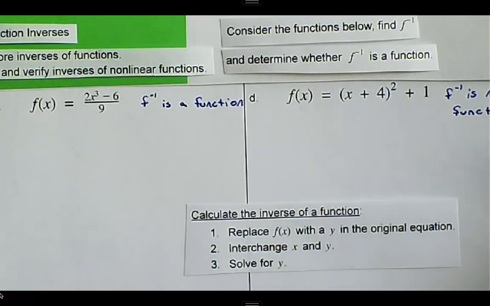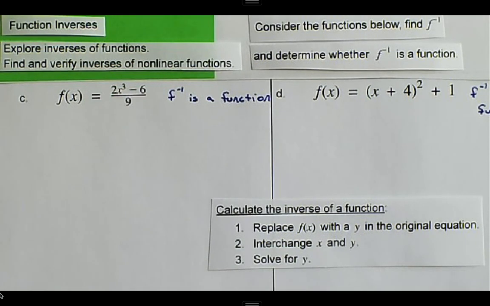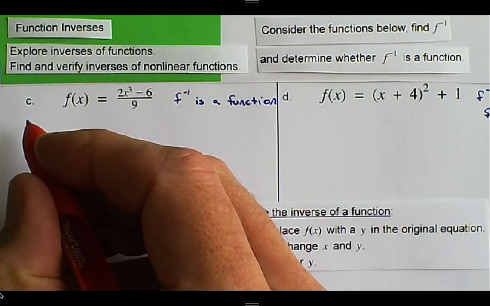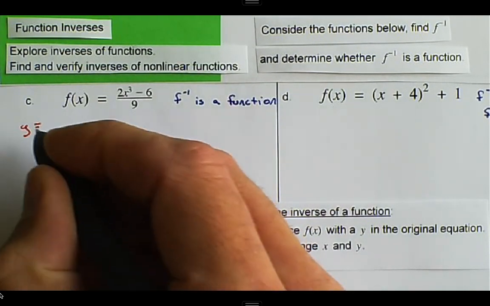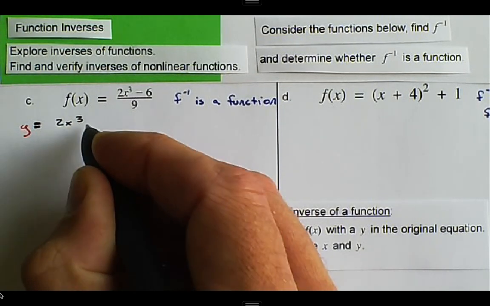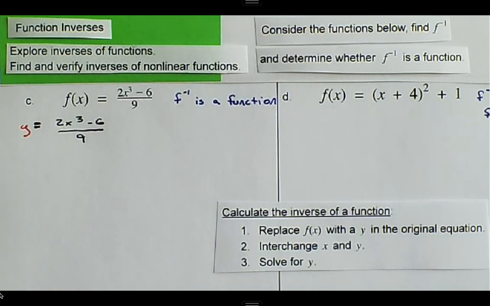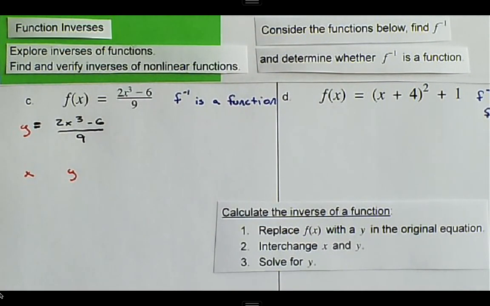But we still want to go back and we want to calculate. We can still calculate the inverse for them. And we remember our steps. First part, we want to replace f of x with y. So here we get y equals, and we can write down the rest of it, 2x cubed minus 6 divided by 9. And then the next step is we want to interchange the x and the y. So we get x on the left side, y on the right side.